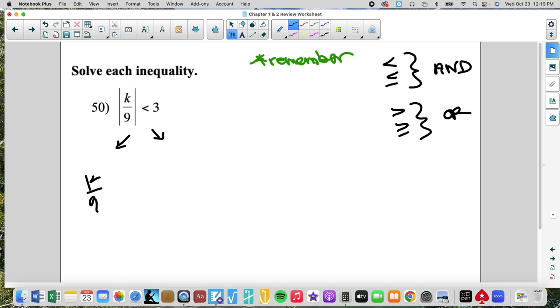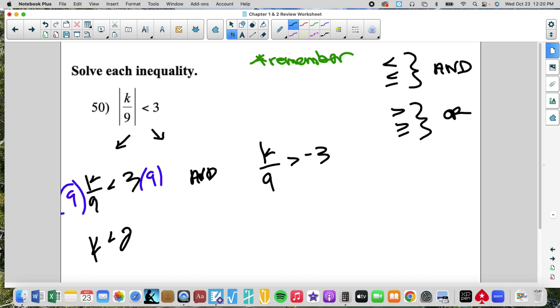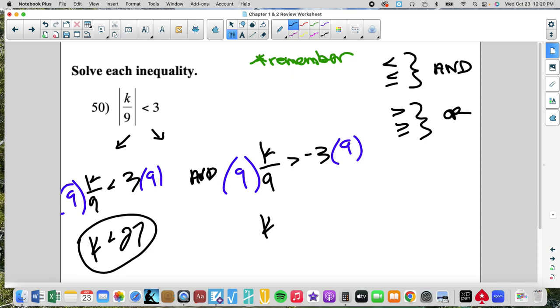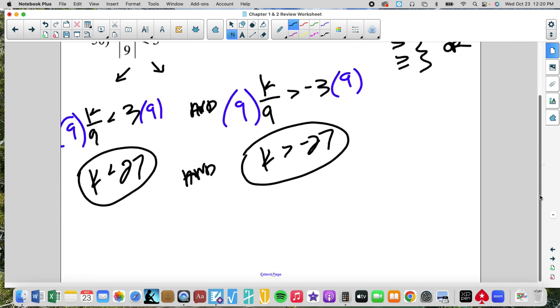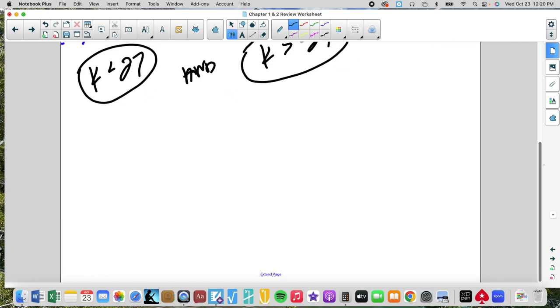K over 9 is less than 3 and K over 9 is greater than negative 3. So we're going to multiply both sides by 9. K is less than 27. We're going to multiply both sides by 9. K is greater than negative 27. It's an and statement. So let's draw the solve. Oh, it says solve. It should say solve and graph.